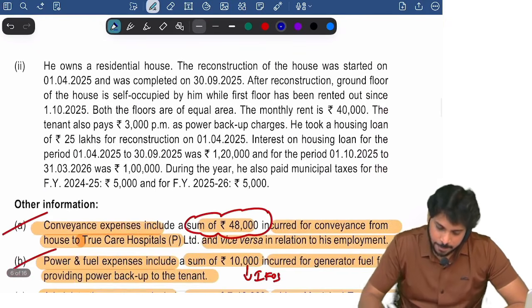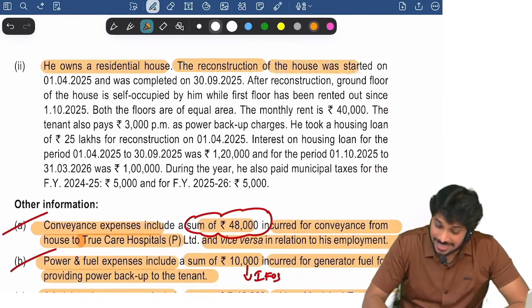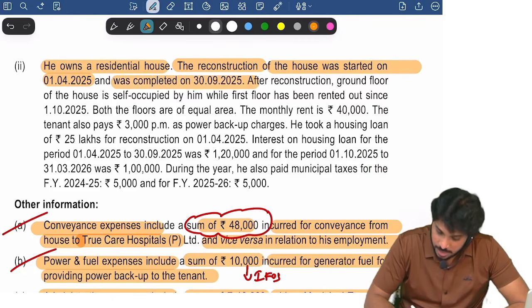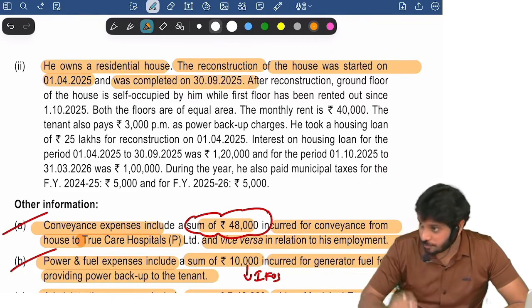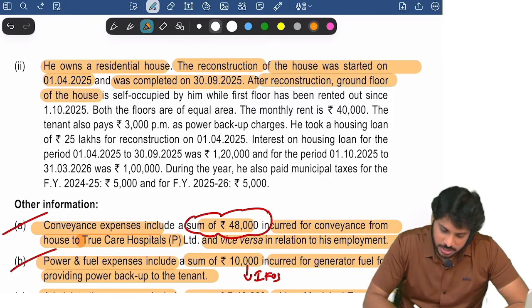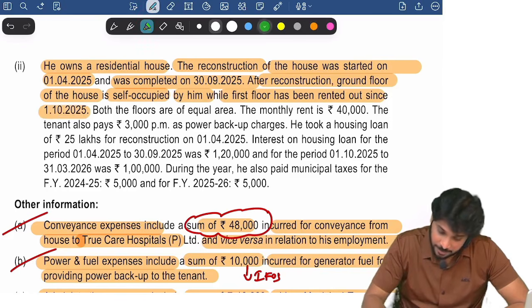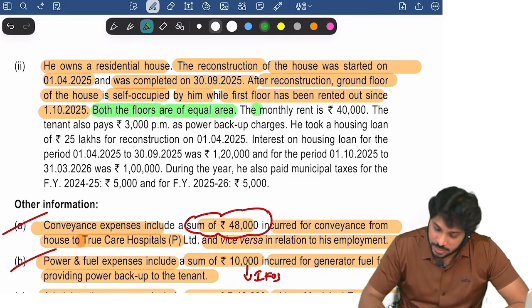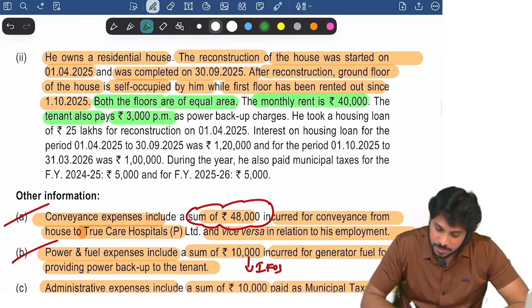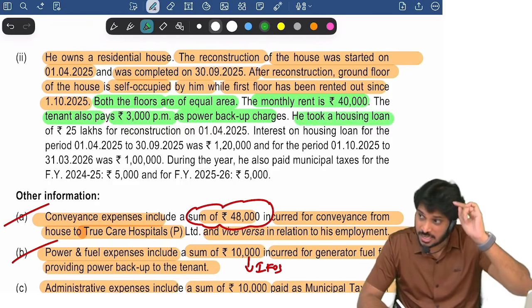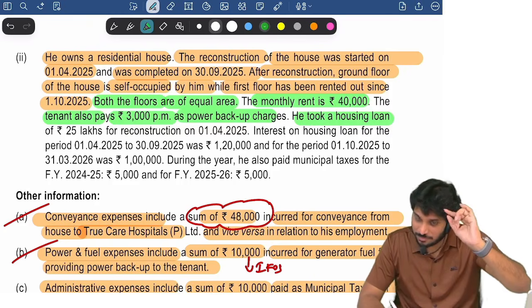Next one. He owns a residential house. The reconstruction of the house started on 1st April and was completed on 30th September. Yes or no? After reconstruction, the ground floor of the house is self-occupied by him, while the first floor has been rented out since 1st October 2025. Both the floors are of equal area. The monthly rent is 40,000 and the tenant also pays 3,000 per month as power backup charges. He took a housing loan. A similar question was there in our question bank. Total income problem. Okay, power backup point.